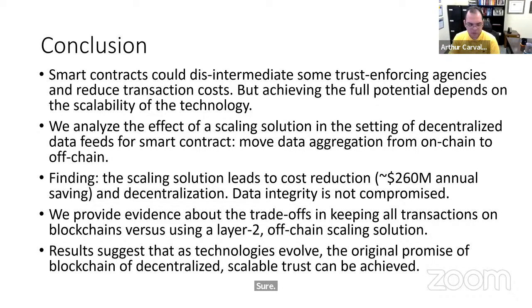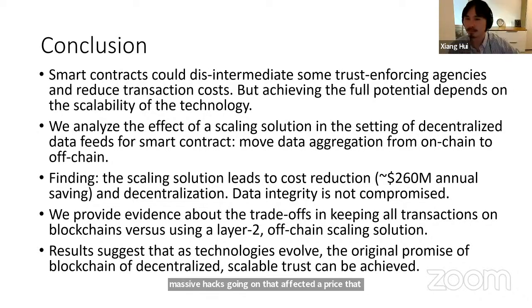There can be potential confounding factors in your analysis, right? I believe a previous person mentioned hacks. In the period of time you collect the data from, there have been some big, massive hacks that affected price and affected participation on the chain. Have you considered these potential confounding factors in your analysis?